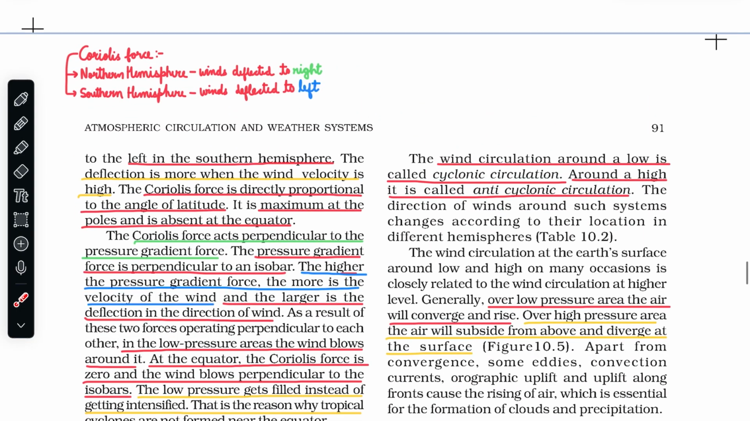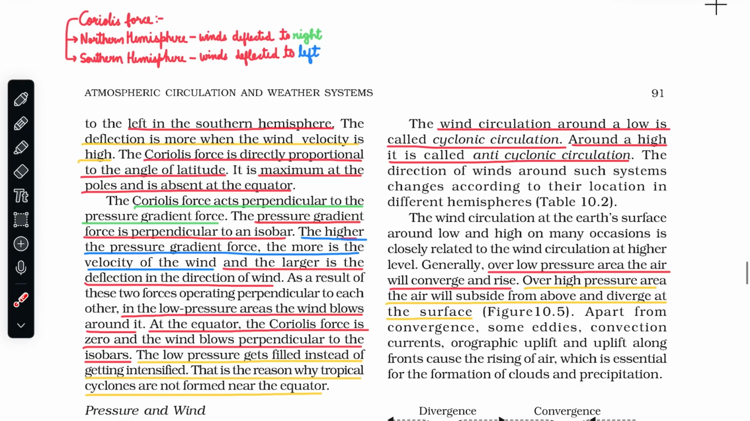Coriolis force acts perpendicular to the pressure gradient force. So this is the pressure gradient force, and the Coriolis force will act perpendicularly, at a 90-degree angle. The pressure gradient force is perpendicular to an isobar. So if this is the isobar, this is the pressure gradient force, and this is the Coriolis force.